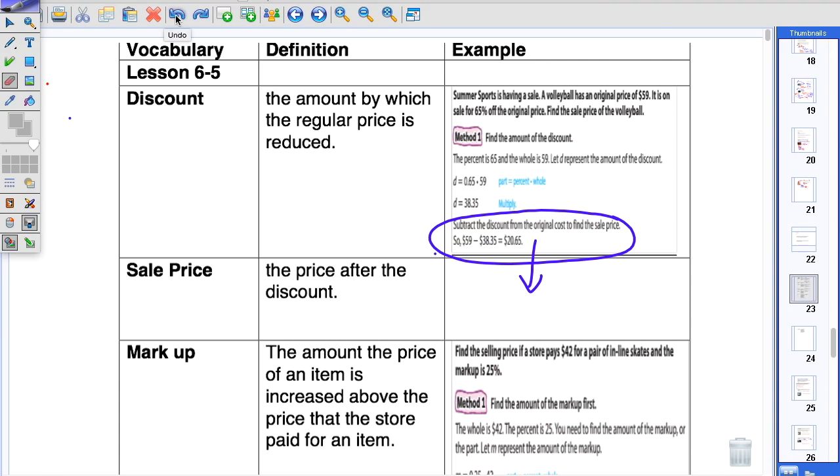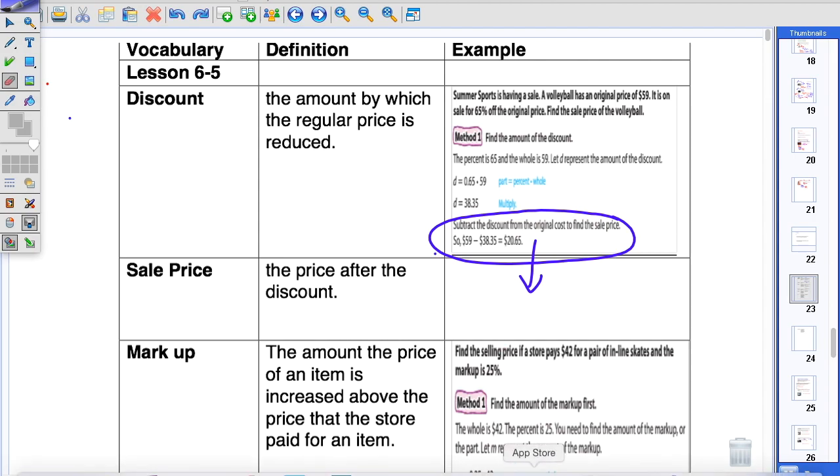What I have here circled in blue goes along with the next one, the sale price. The sale price is the price after the discount. So to go along with the first example, find the discount, you then subtract that dollar amount from the original, and that gives you your sale price.